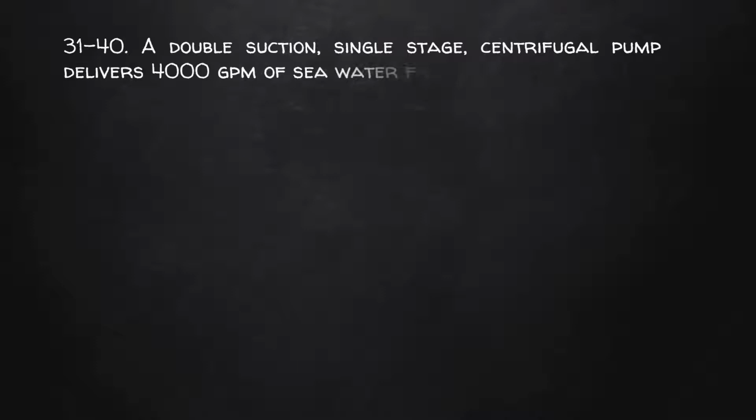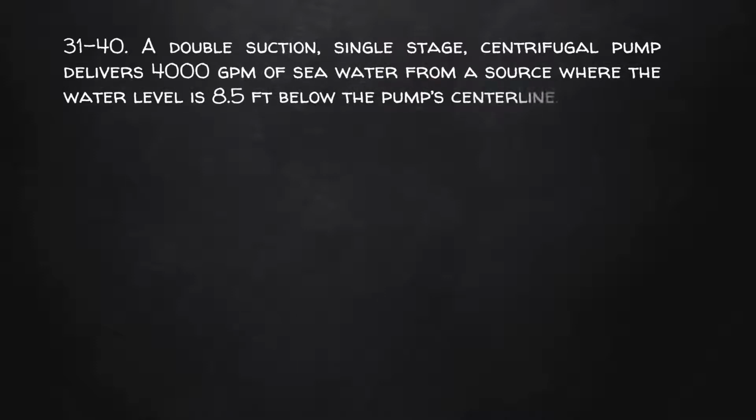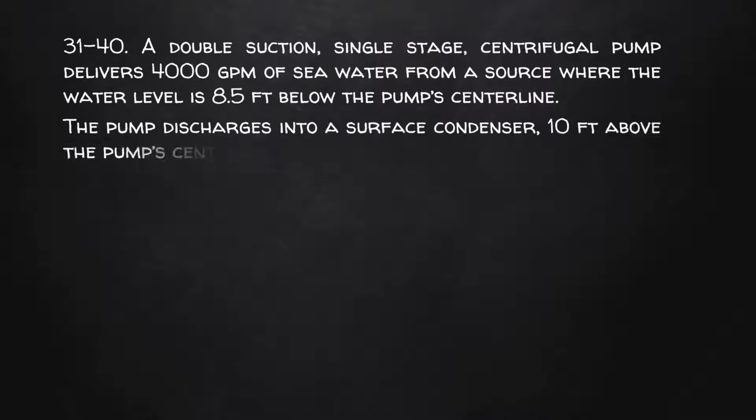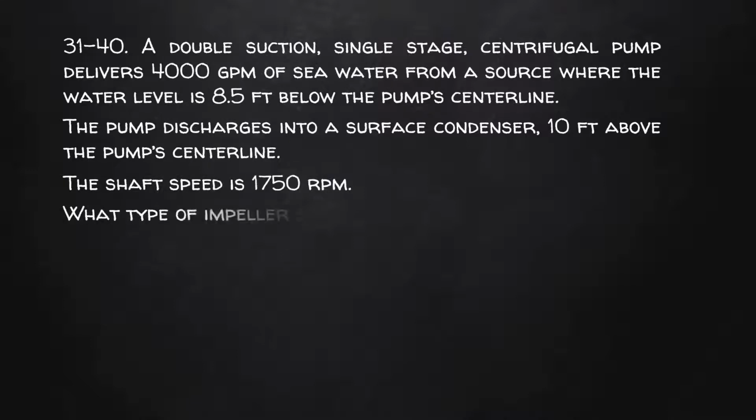A double suction, single-stage centrifugal pump delivers 4,000 GPM of seawater from a source where the water level is 8.5 feet below the pump's centerline. The pump discharges into a surface condenser 10 feet above the pump's centerline. The shaft speed is 1,750 RPM. What type of impeller should be used? See table below.